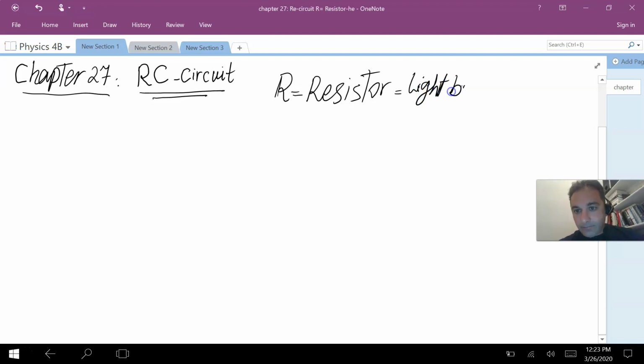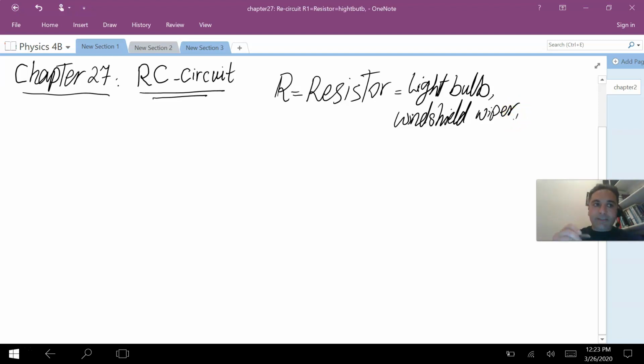light bulb. Like what? Like windshield wiper. Like any electronic pieces, any electronic circuits that they need to keep the time, to control the time. We use RC circuit in keeping the time, in controlling the time.